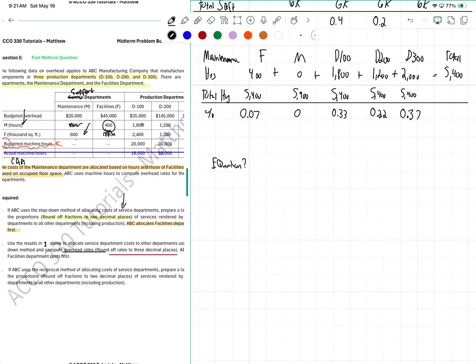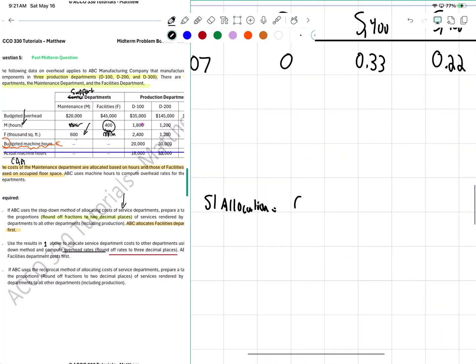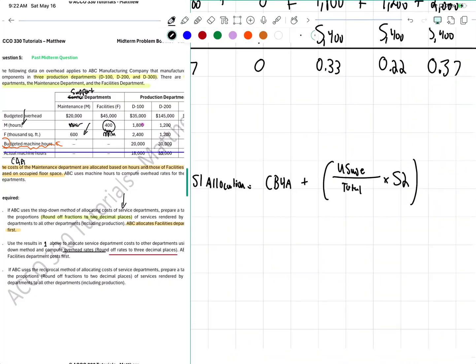So for your equation, guys, always remember, when you're preparing the equation for reciprocal, the equation looks like this. Your cost allocated for support department 1, or let's write it like this, S1 allocation, is the cost before allocation of the first support department plus the amount that they use, the usage, over the total of the second support department. That's always how it is, guys. It's your cost plus the amount that you're going to have to pay because you use another support department's services.